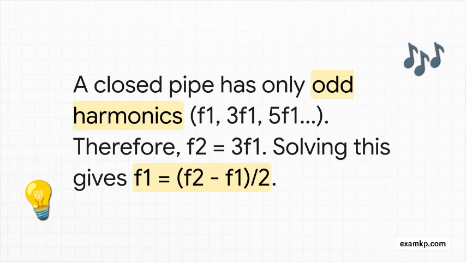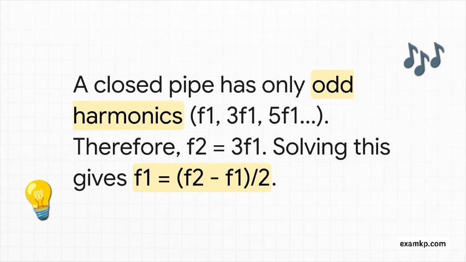Okay, the secret here is remembering that closed pipes are kind of picky. They only have odd harmonics. So if the first resonance is F1, the very next one, F2, can't be 2F1. It absolutely has to be 3F1. Once you know that, it's just simple algebra.